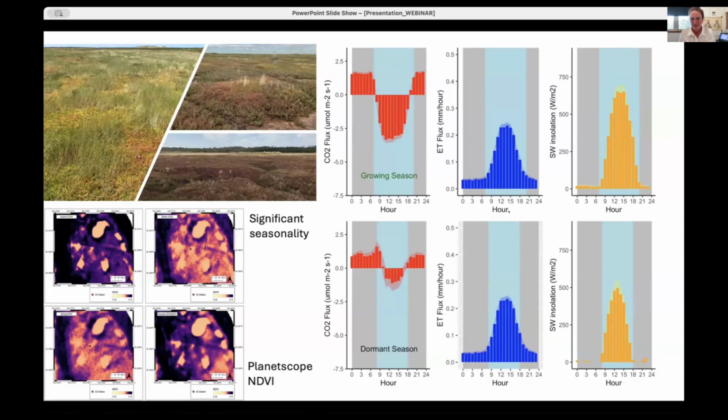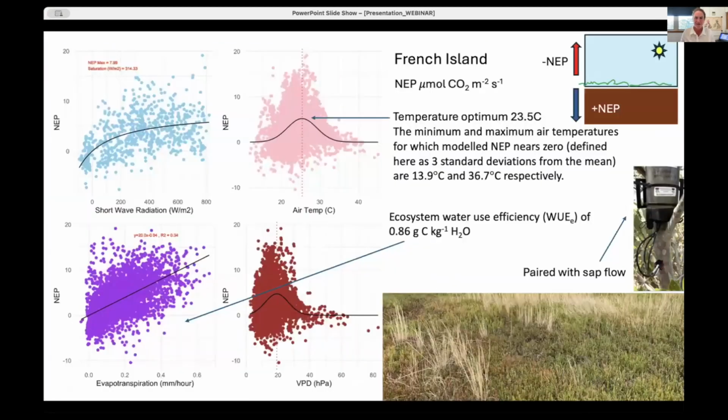So whilst evaporation is quite similar, the CO2 flux is much smaller during the dormant season. It's still a net positive in the sense of a net sink of CO2, but only just. Whereas in the growing season, the CO2 sink is very clear.